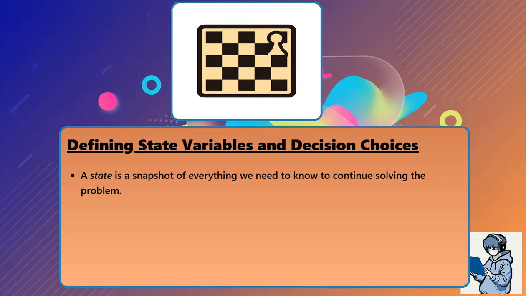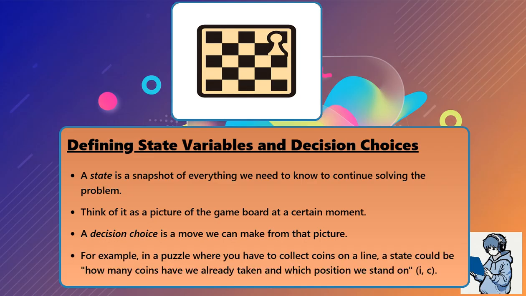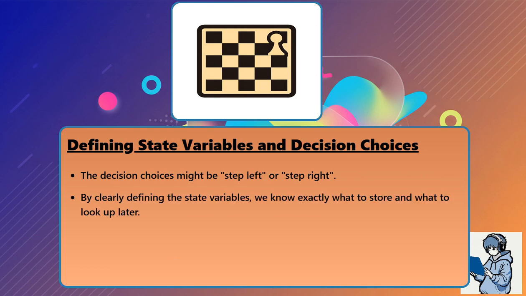A state is a snapshot of everything we need to know to continue solving the problem. Think of it as a picture of the game board at a certain moment. A decision choice is a move we can make from that picture. For example, in a puzzle where you have to collect coins on a line, a state could be how many coins we have already taken, and which position we stand on, i.e. The decision choices might be step left or step right. By clearly defining the state variables, we know exactly what to store and what to look up later.